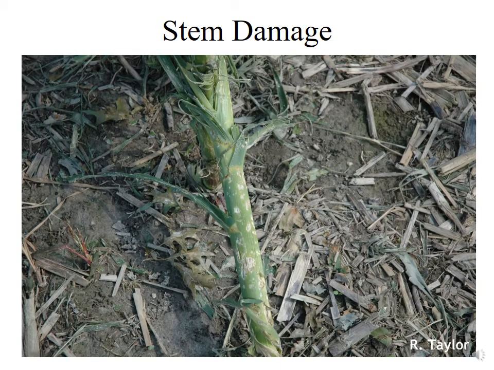And here's an example of a stem that was completely knocked over. And if you look closely, you'll see these kind of white dead spots on the stem. And that's essentially where the hail was hitting it on the side as it was falling. The hail was falling at an angle.